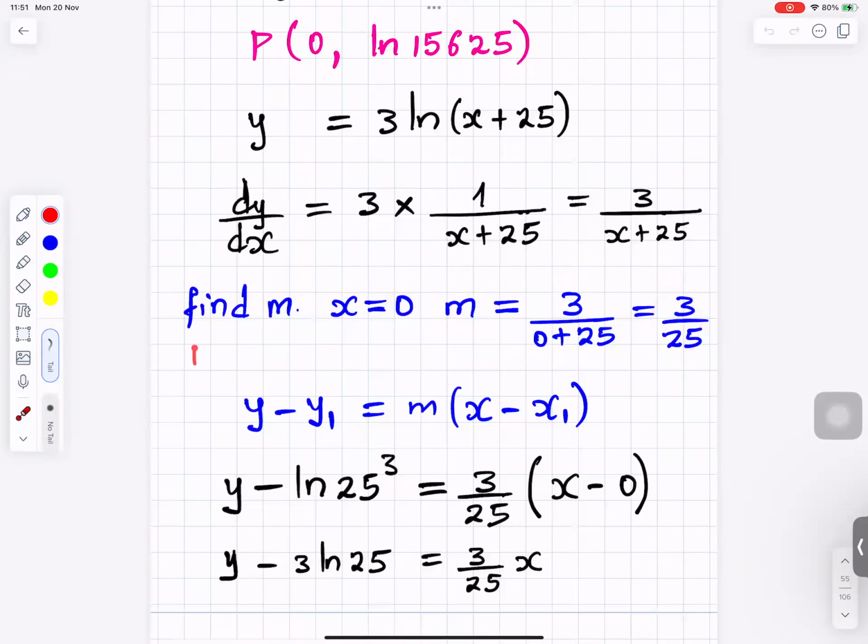We use this equation of a line. We have to put in what m is, 3 over 25. y1 is that 25 ln 25 cubed, and x1 is 0. You put that, you get this expression for the equation of that line.